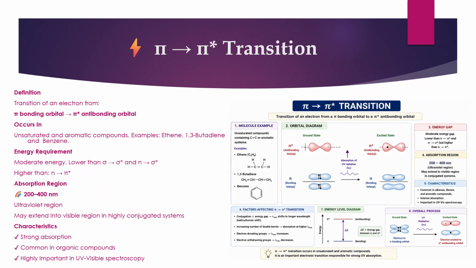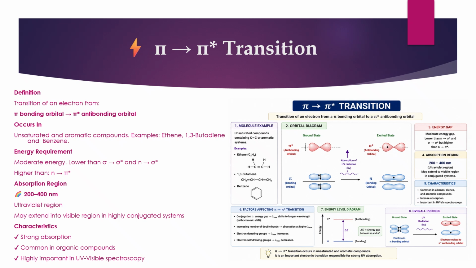Now, let us look at the pi to pi star transition, which is one of the most important electronic transitions in organic chemistry. As shown in this image, this transition occurs mainly in unsaturated and aromatic compounds such as ethene, butadiene, and benzene. These compounds contain double bonds, which means they have pi electrons. The electron initially occupies the pi bonding orbital shown at the lower energy level, and when UV radiation is absorbed, the electron gains energy and moves to the pi antibonding orbital, or pi star orbital. The image clearly shows this upward excitation.